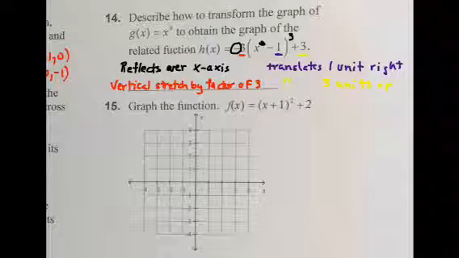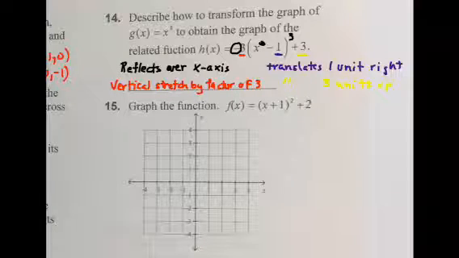Okay, so 14 has 4 transformations. There's a -3. The negative reflects the graph over the x-axis. The 3 is a vertical stretch by a factor of 3. The 1 translates the graph 1 unit to the right, and the 3 translates the graph 3 units up.